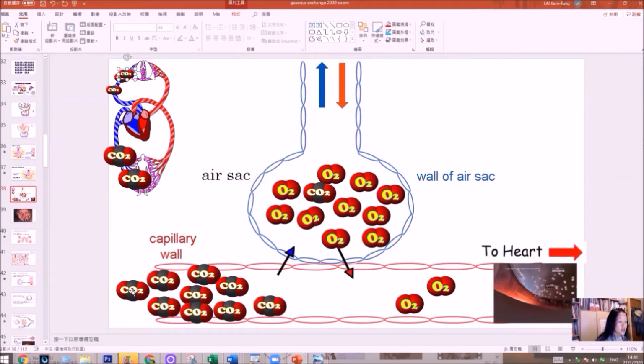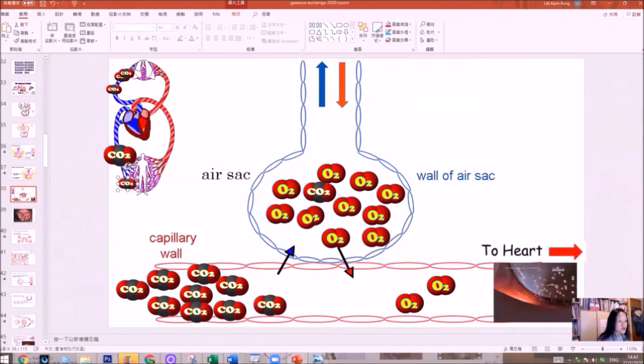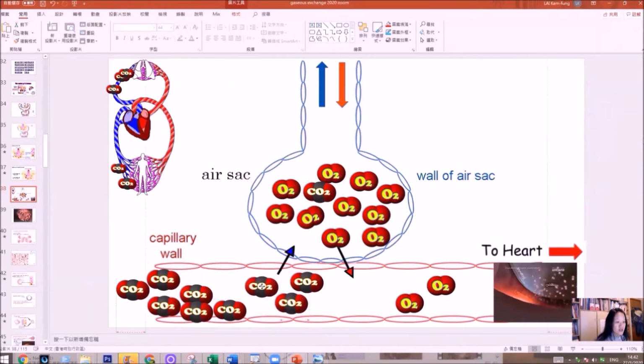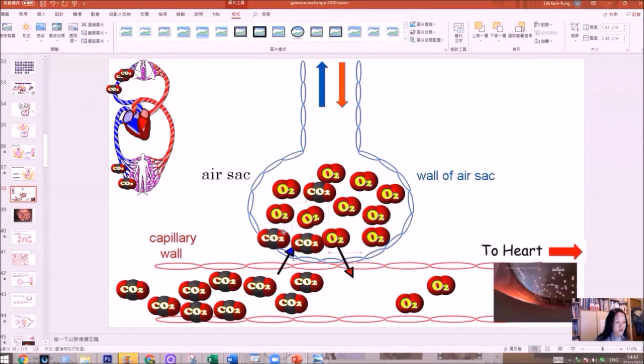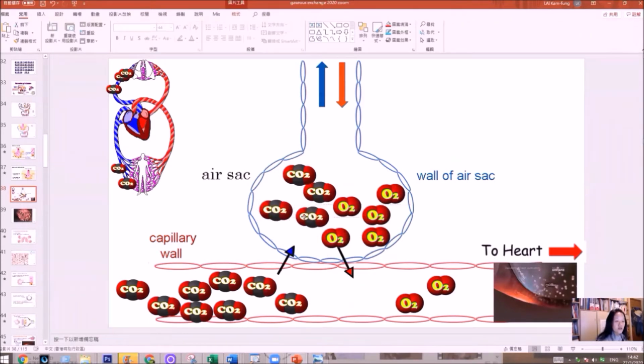Okay, so this side comes from the pulmonary artery. The blood will have a high concentration of carbon dioxide because carbon dioxide is produced by the body. And this will pass to the air sac. When it reaches the air sac, we have diffusion. We have more carbon dioxide in the blood, so the carbon dioxide will diffuse from the blood to the air sac.